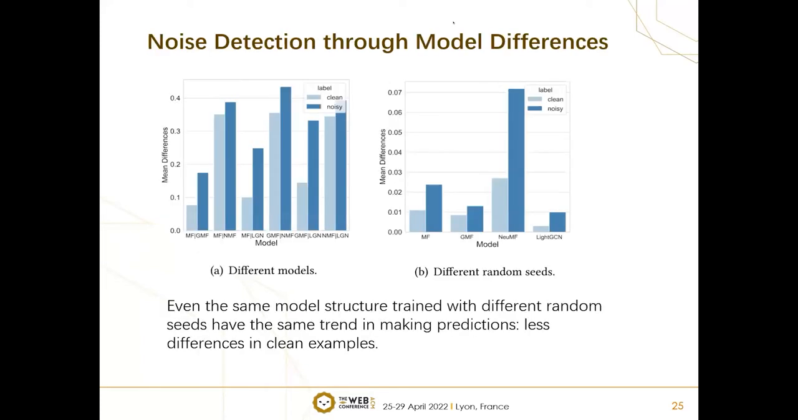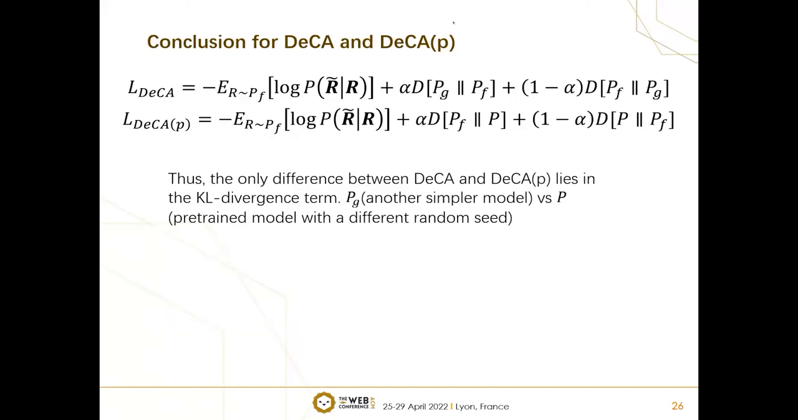The design that we use the same model structure with a different random seed comes from the observation in the motivation part. This is a slide that I have shown earlier. As we observed here, even the same model structure trained with different random seeds have the same trend in making predictions, with less differences in clinical examples. So this has inspired us to use the pre-trained model with a different random seed to represent PR in DeCA-P. Then these are the objectives for DeCA and DeCA-P.